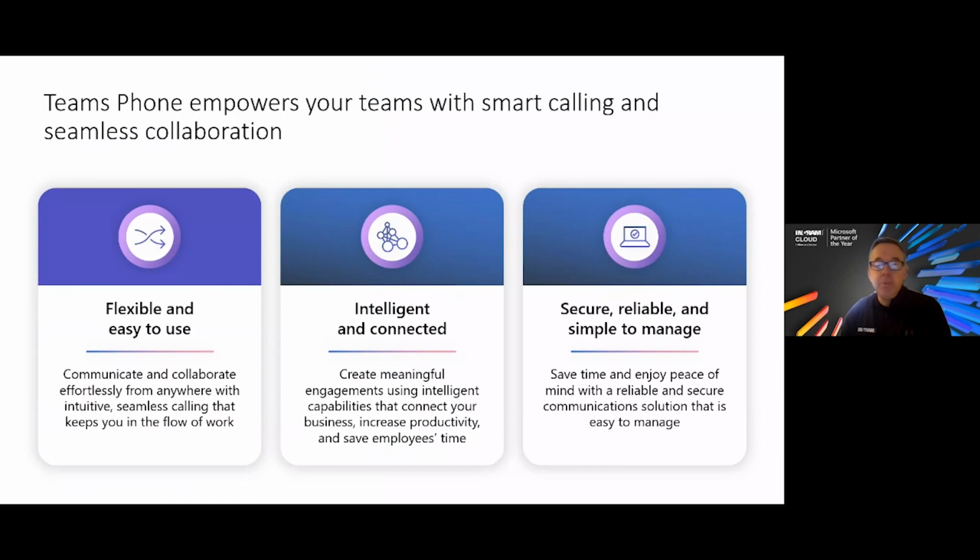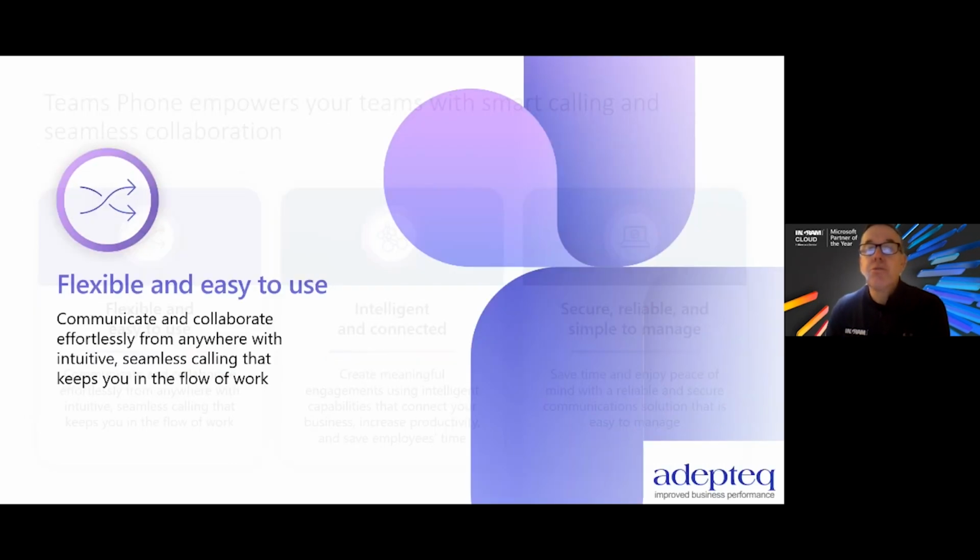So just finally, before I hand over to my colleague, Teams Phone empowers your teams with smart calling and seamless collaboration. So Teams Phone enables smart calling, as I say, the product of our customer obsession. So enabling the customers with a solution that is not only flexible and easy to use, but also intelligent and connected, as well as being secure, reliable and simple to manage. So I'm just going to hand over to Mike, who's going to talk through the next section, which is all about the flexibility and how easy it is to use.